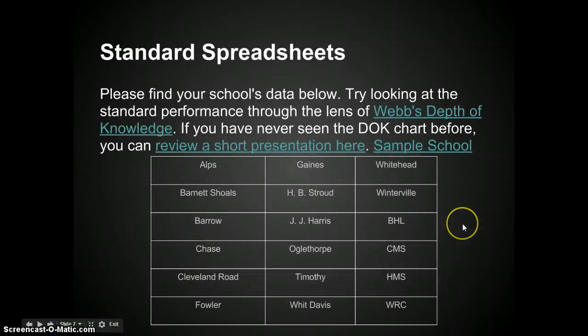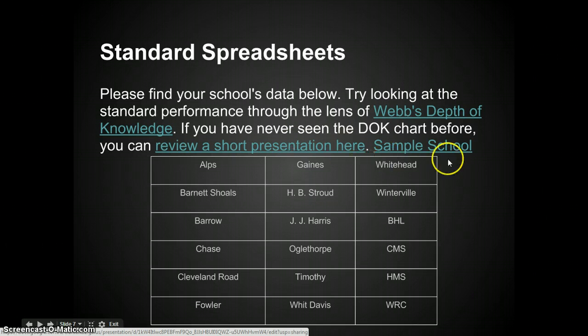And I also would encourage you to look at this through the lens of Webb's depth of knowledge, which is that way of ranking the standards that we've got and deciding which ones require more cognitive processing and which ones require less cognitive processing. If you've never seen Webb's depth of knowledge, you can click through this link right here and it will take you to just the general graphic organizer. And if you want a little more information, there's a presentation linked here that you can go through.